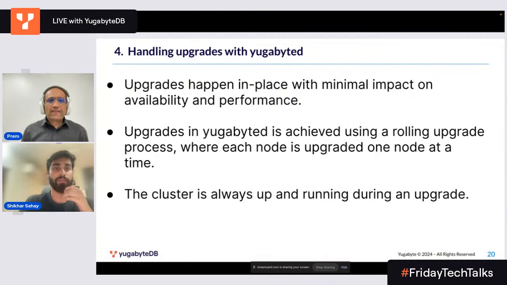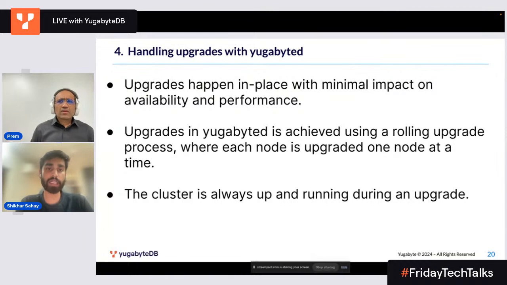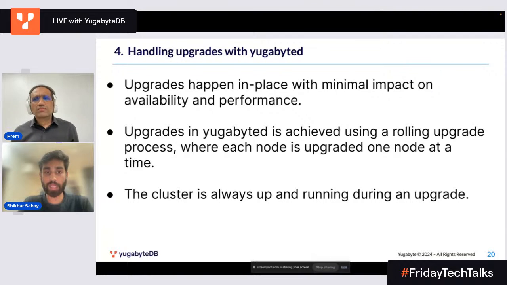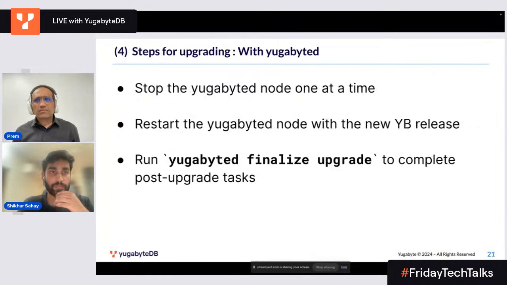Okay. Got it. Now the final operation which we have is handling upgrades using YugabyteDB. Upgrades in YugabyteDB in general happen in place. What I mean by in place is that they happen in a rolling upgrade fashion, which means each node is upgraded one at a time, and the cluster is always up and online during the upgrade. So any workloads which are running can still be running while the upgrade is happening. The steps required for an upgrade: say we have a 3-node cluster in version V1. We want the cluster to get upgraded to version V2.